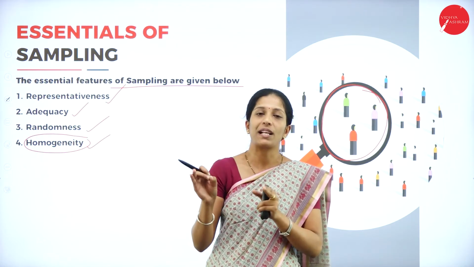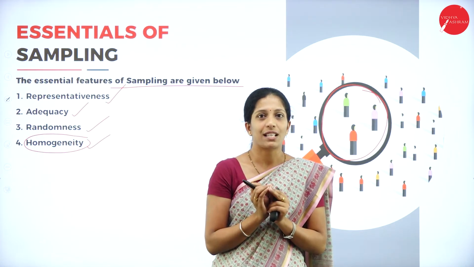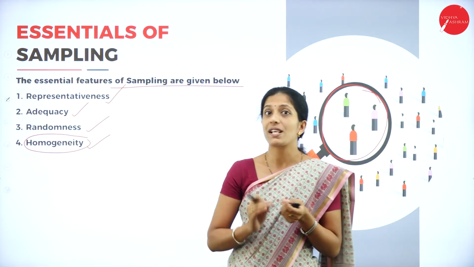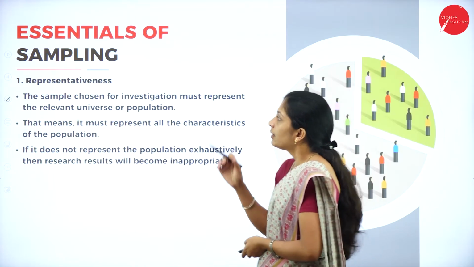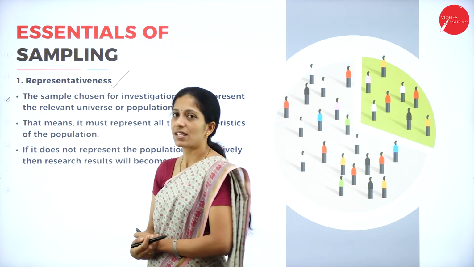From that whole population of teachers, a few teachers will be selected as sample. So there should be some homogeneity. Now let us see about the first one, representativeness.